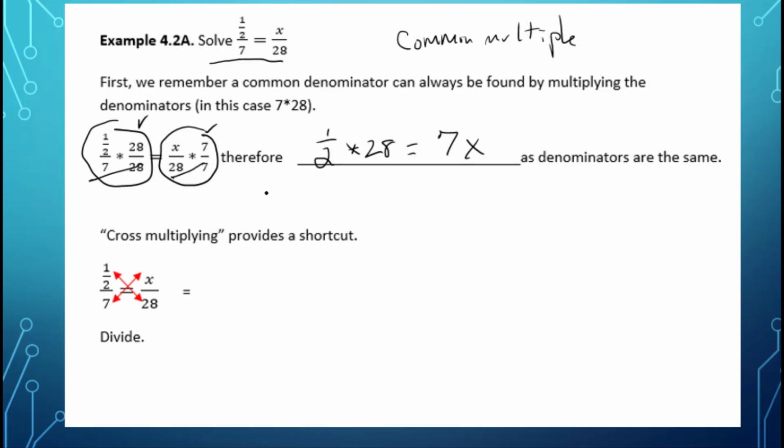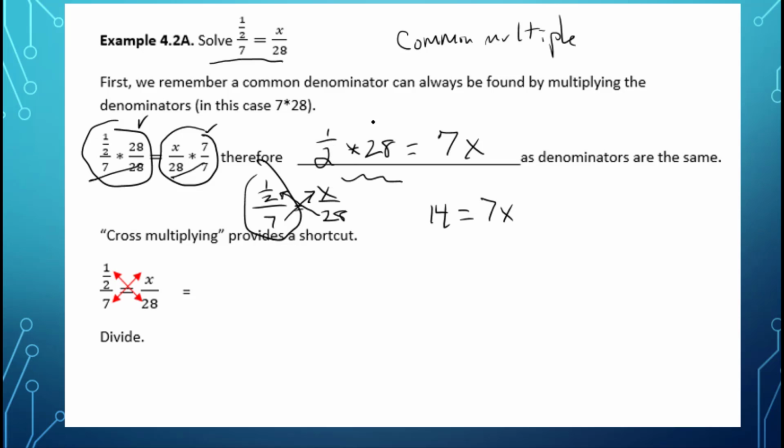My original problem is 1/2 over 7 equals x over 28. I can multiply this side of the equation, just the 1/2 by 28, and the other side of the equation I can multiply by 7. And that's how I get that. So that's called cross multiplying. Now 1/2 of 28 is 14.